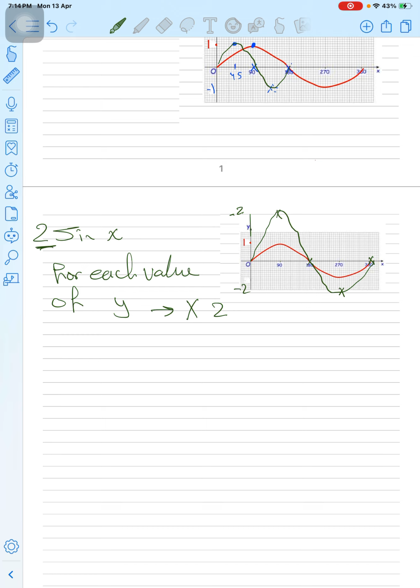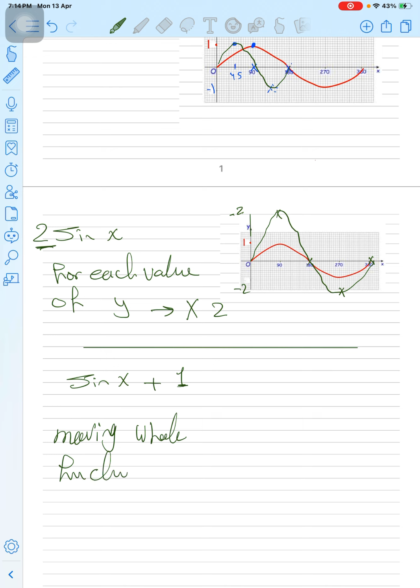Now for the third part, if I have another one, which is sine x plus any number. As an example, plus 1, it means moving the whole function up one step. If it's negative 2, if it's sine x minus 2, so moving down 2 steps.